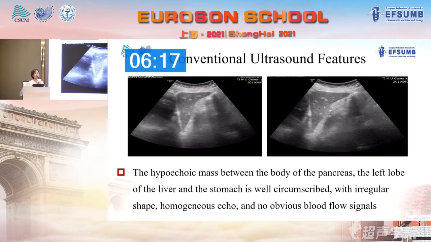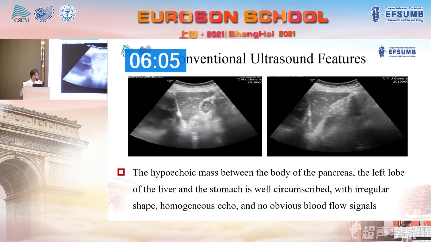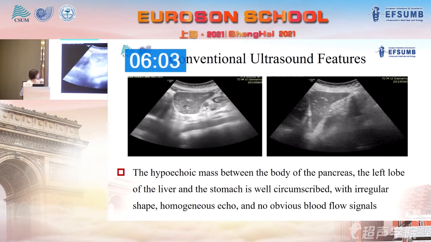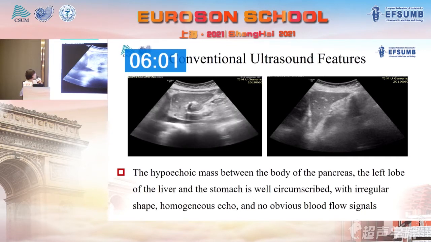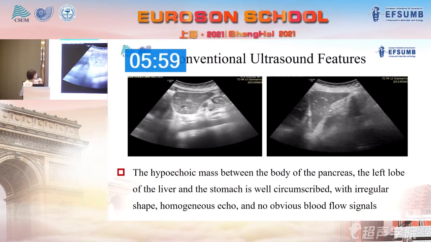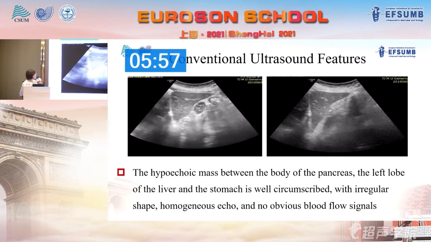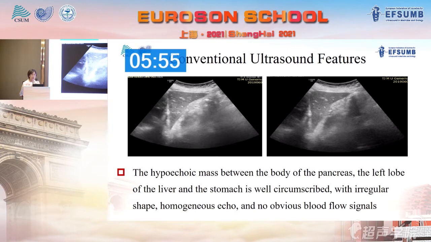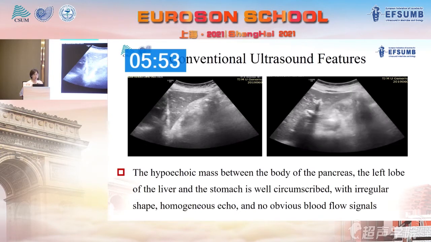Firstly, the patient underwent a conventional ultrasound examination. These are the patient's images. These are the vertical section view. We can see here is the mass. These are the cross section view.